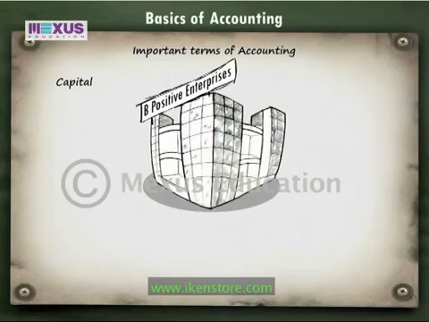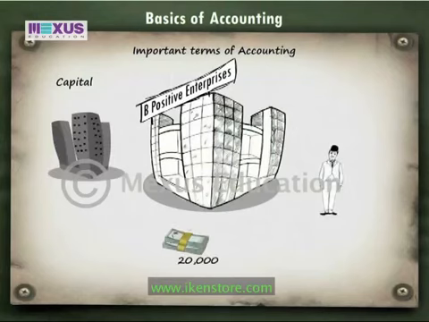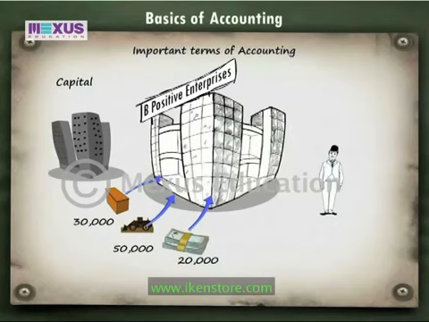Capital. Mr. B introduces 20,000 rupees in cash to commence business. He introduces machinery worth 50,000 rupees in the firm. And he also introduces furniture worth 30,000 rupees in the firm.